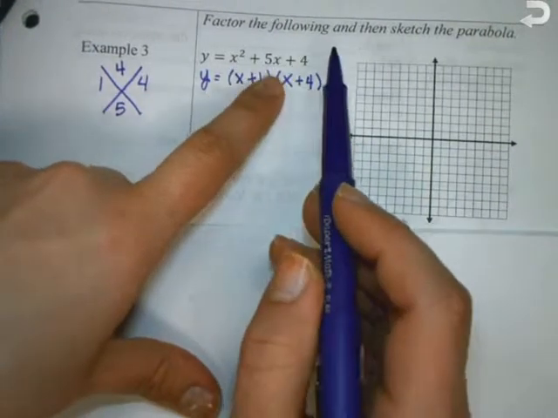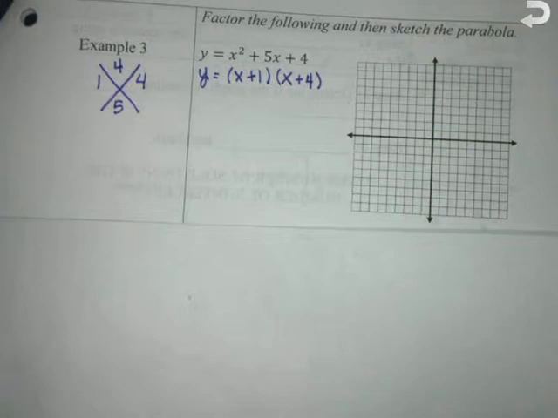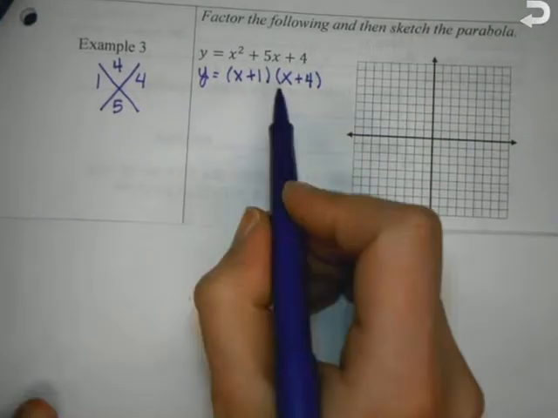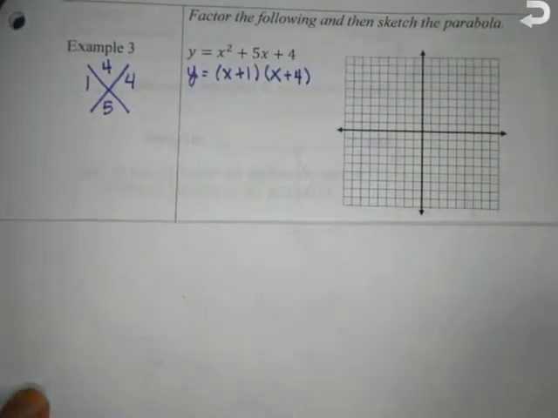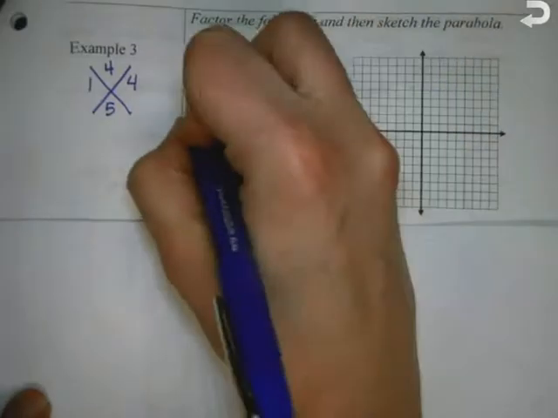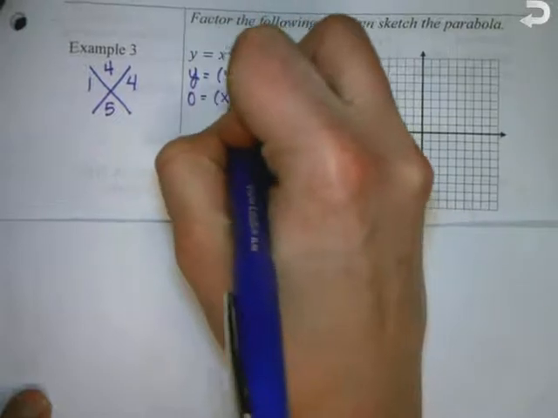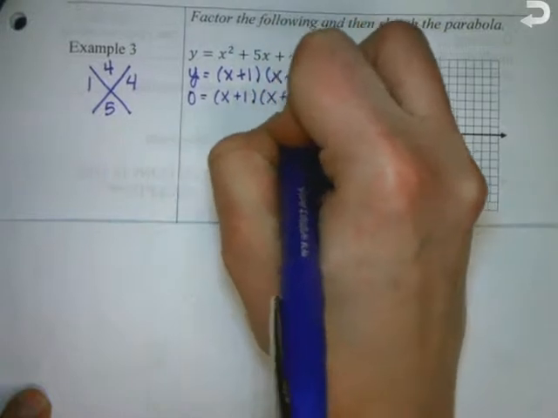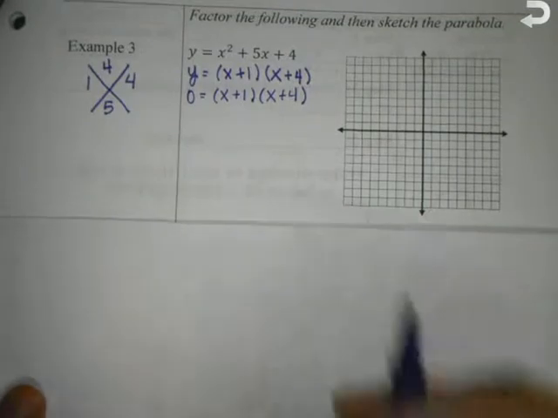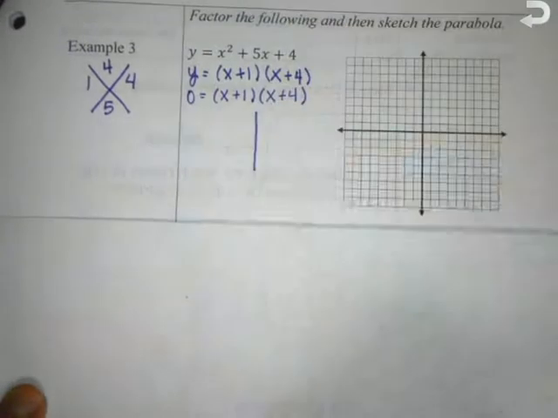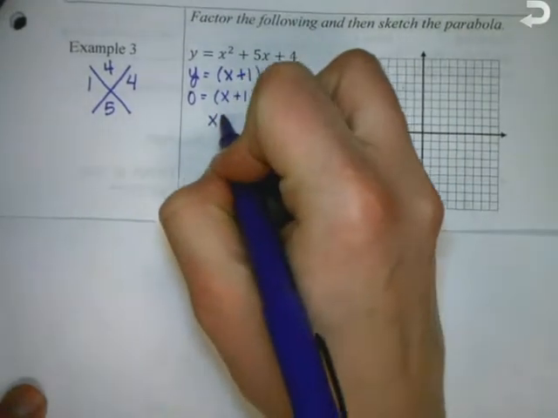Okay, so we factored the whole thing. Now what? What's step 2? Set it equal to 0. So 0 equals x plus 1 times x plus 4. And then I set each factor equal to 0, right? So I always draw the line down the middle. x plus 1 equals 0. x plus 4 equals 0.